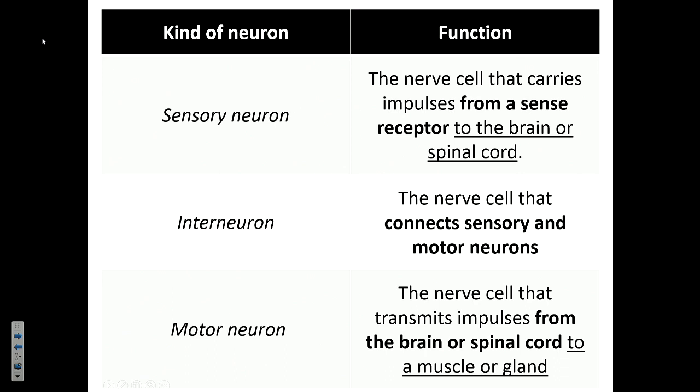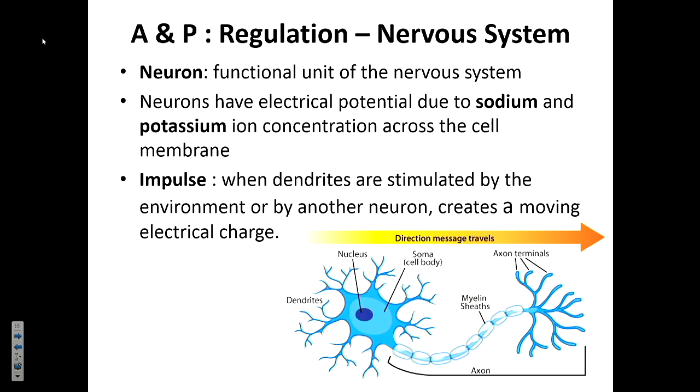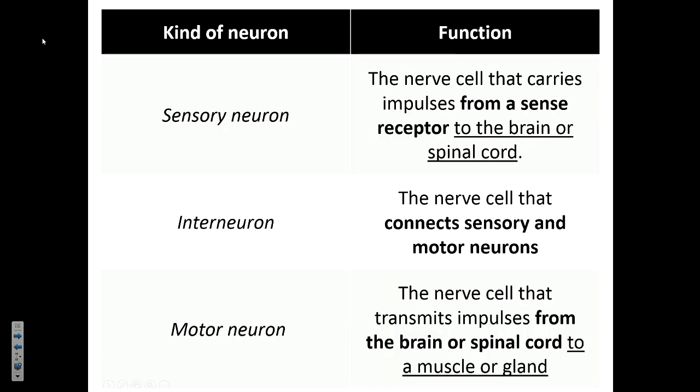When we look at the neurons, remember, the neurons are the functional units, the cells within the nervous system. We have a couple different kinds that you have to know. The kinds that we want to make sure that you know are sensory neurons. Essentially, these are responsible for your sense receptors. So when you touch something, it's the message that's being sent to the brain or the spinal cord.